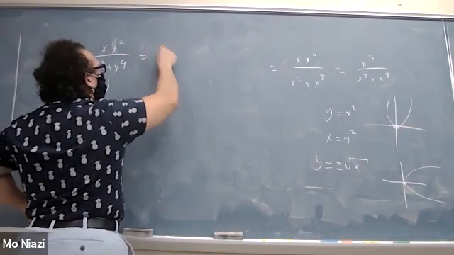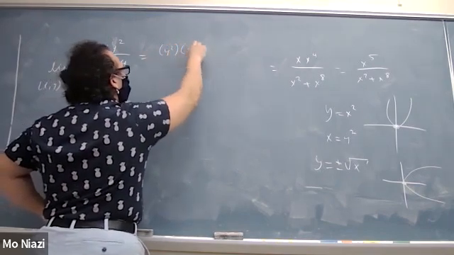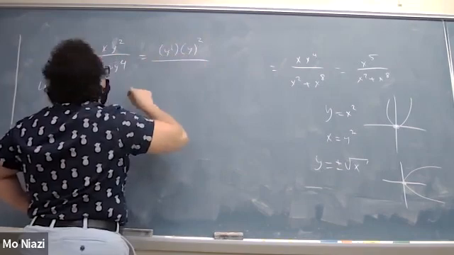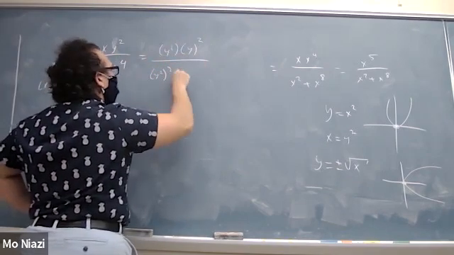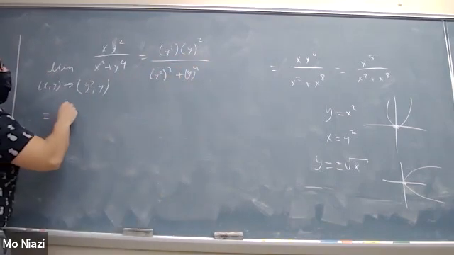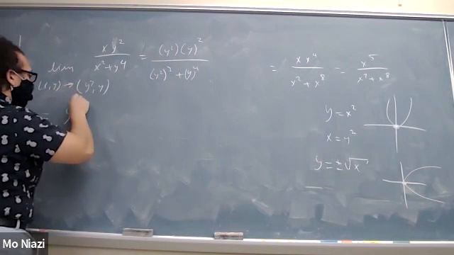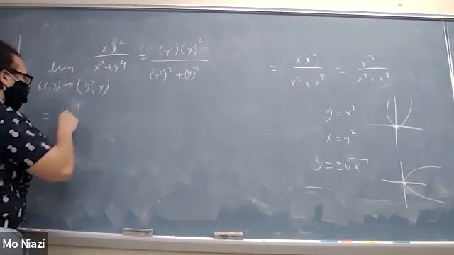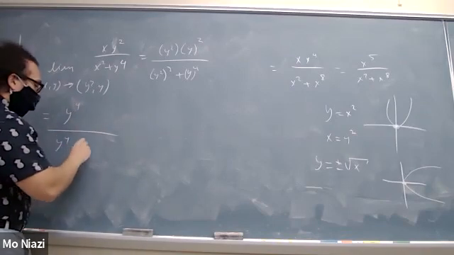Surely this won't change things. X is y squared. Y is just itself. This is y to the fourth. Nope, this is y. Yeah, the whole thing becomes y to the fourth. This becomes y to the fourth plus y to the fourth.